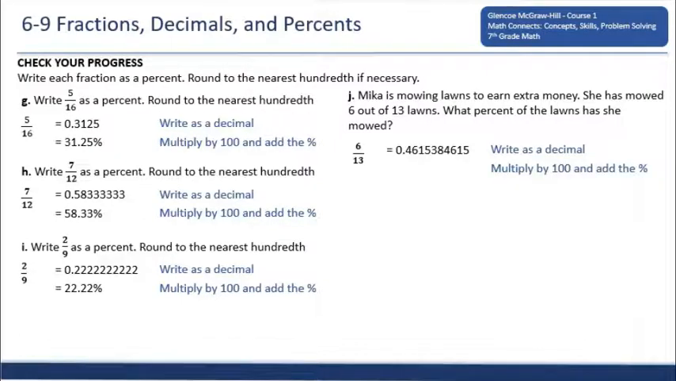0.4615384615. And then we'll multiply by 100 and round to the nearest hundredths, and we get 46.15%.